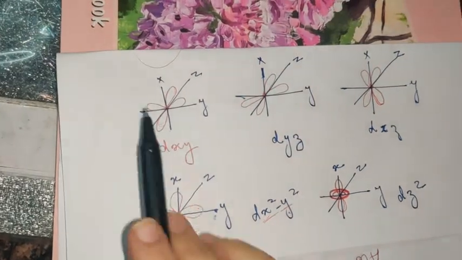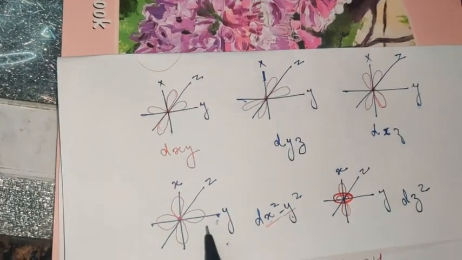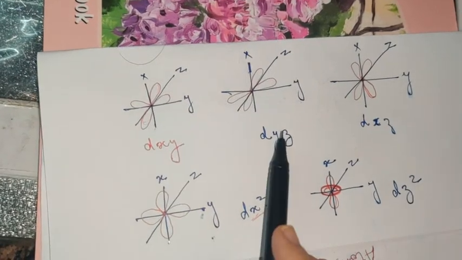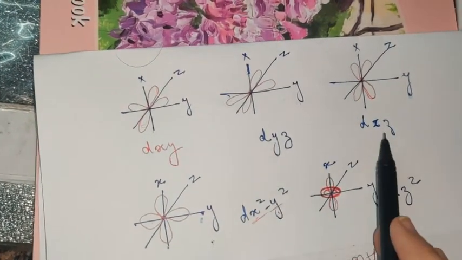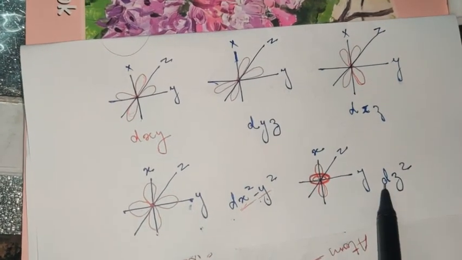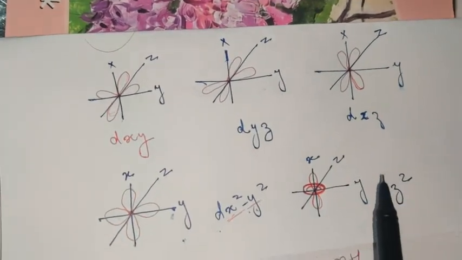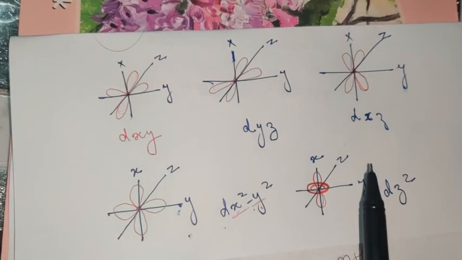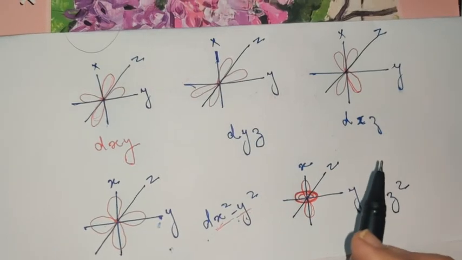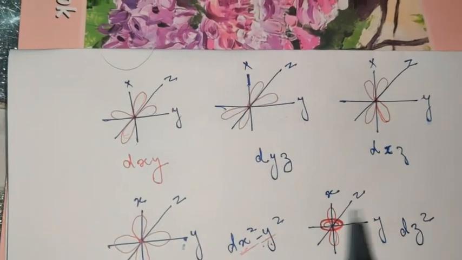So children, these are the 5 orientations for the D subshell which are possible. First one is dxy, second one is dyz, third is dxz, then dx square minus y square, and dz square. So please do remember these 5 orientations. We will be needing them in class 12 also to understand a very important theory, that is crystal field theory. So please children, do remember these.